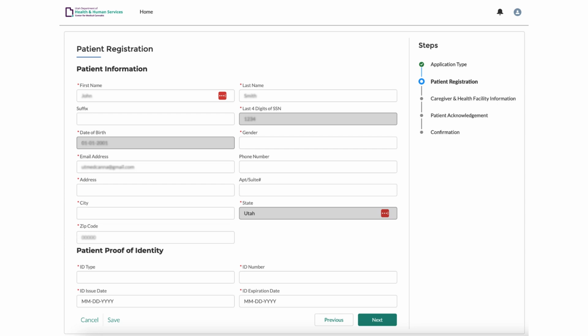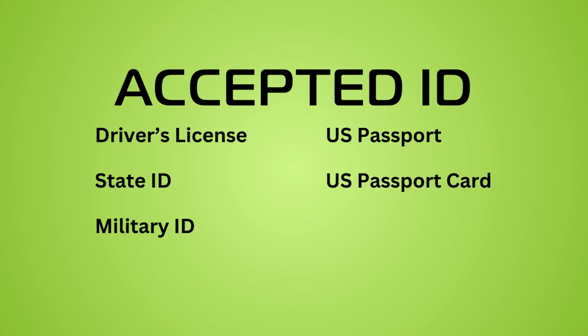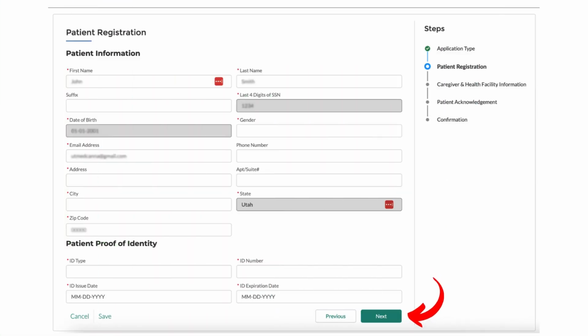This is where you'll need your government-issued ID handy. For this, Utah accepts the following: a U.S. driver's license, a U.S. state ID, a U.S. military ID, a U.S. passport, a U.S. passport card, an international passport, or a permanent resident card. Once the form is complete, click Next.